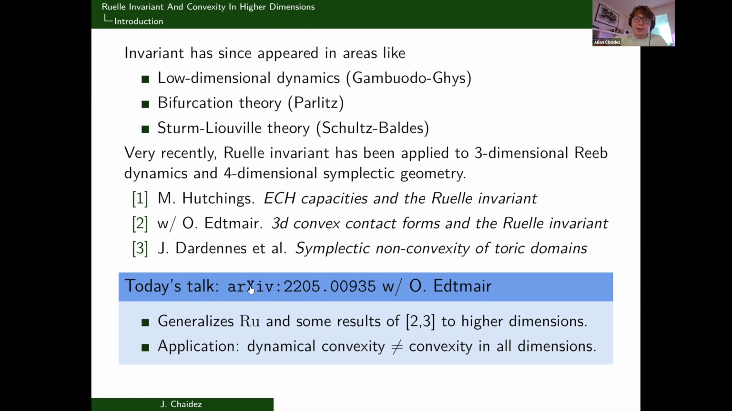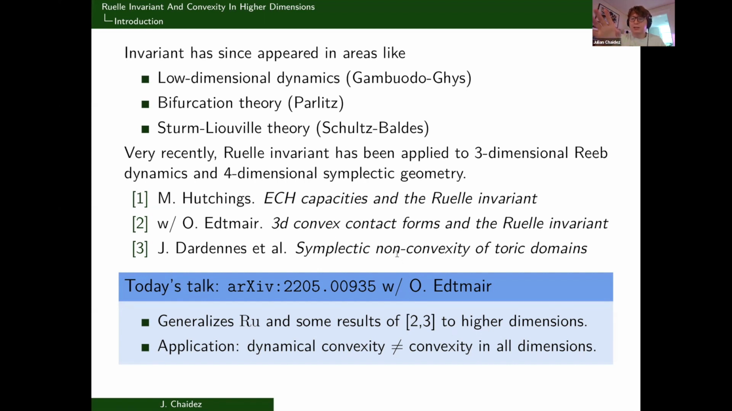Okay, so today what I'm going to spend my time talking about is a generalization of some of the things that appear in these 3 papers to higher dimensions. So the first thing I'll do is explain a substantial generalization of the 3-dimensional Ruelle invariant to a very general higher dimensional setting. And then I'll explain various generalizations of the theorems that appear in these papers.